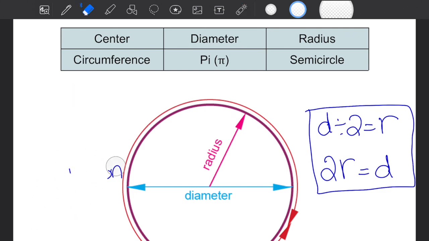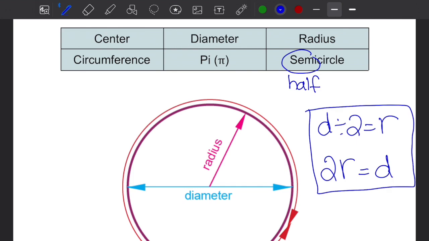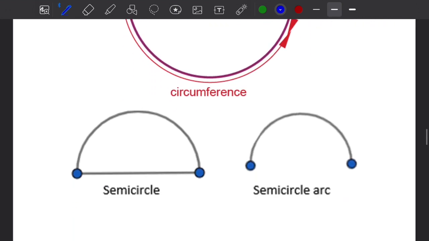The last key term that I'm going to go over is semicircle. So the word semi here means half. So semicircle means half a circle, as demonstrated here. We can have two types of semicircles. We can have a semicircle like this that is closed, or we can have a semicircle arc that is not closed. And later on, when we talk about circumference, we'll look at how we can determine the circumference of a semicircle like this or like this. But for now, just be familiar with the term that semicircle means half a circle.